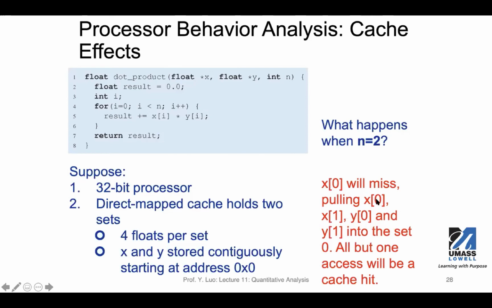So all the other 3 subsequent accesses, to X1, Y0, Y1, these 3 floating point numbers will be in the cache already when the processor wants to use them. That's good news. That means that's a cache hit. So this is a cache miss, but X1, Y0, Y1 are all cache hits. Okay, do you follow? Any questions?